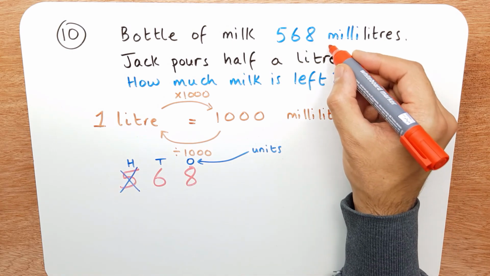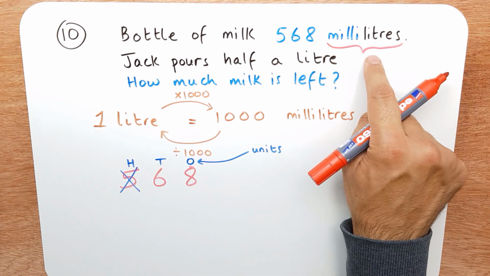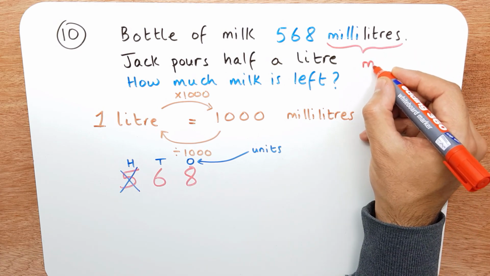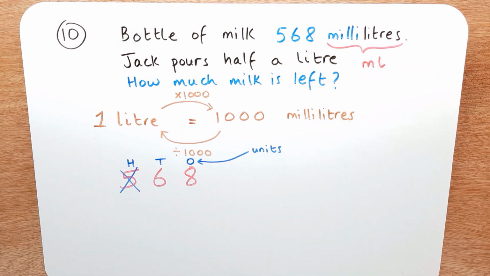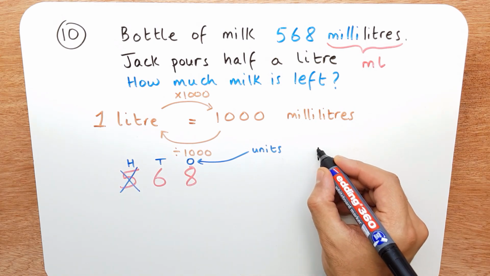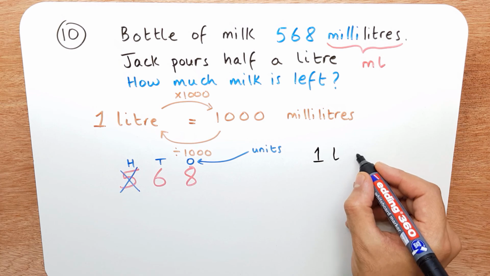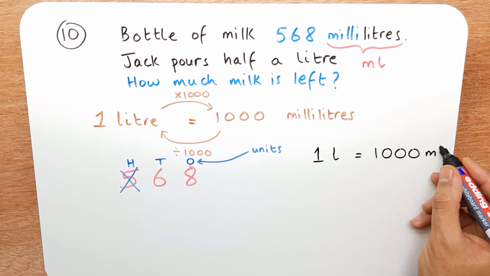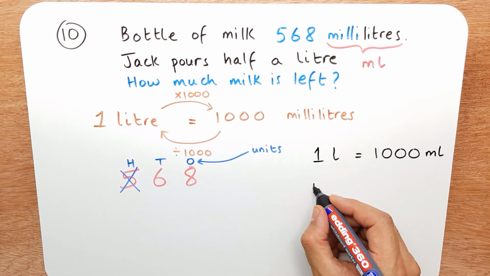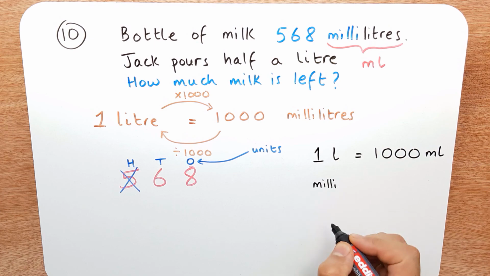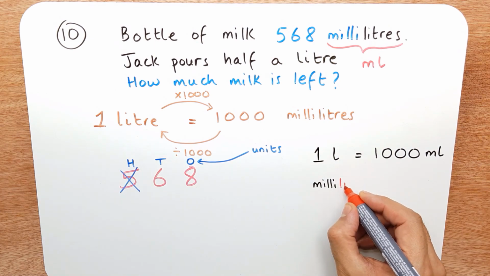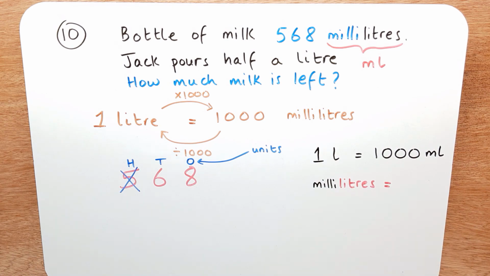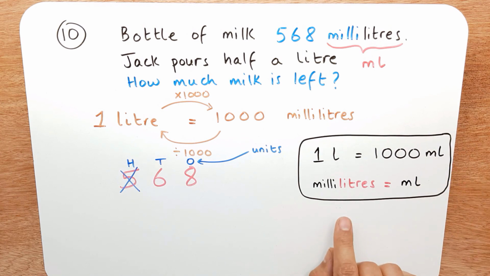And one final thing, milliliters can be written shorthand as ml. So I want you to learn 2 things. 1 litre is equal to 1000 milliliters. And if you can please remember this, it will help you with your maths later on.